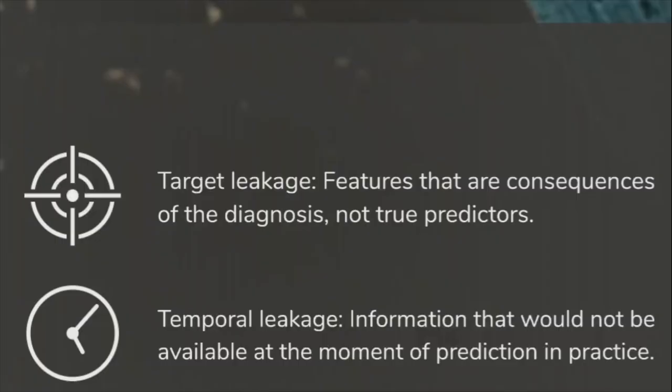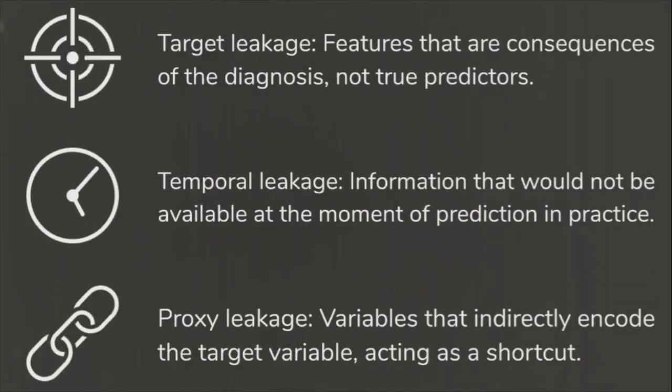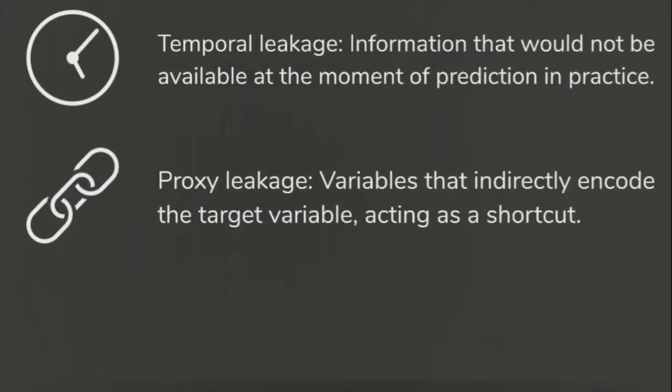For example, including a diabetes medication column when predicting diabetes. Temporal leakage involves using information that wouldn't realistically be available at the moment you need to make a clinical prediction. Proxy leakage is more subtle. It involves variables that indirectly encode your target, allowing the model to take a shortcut without directly seeing the answer.